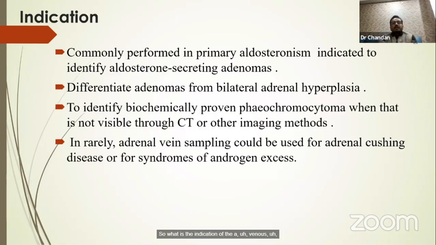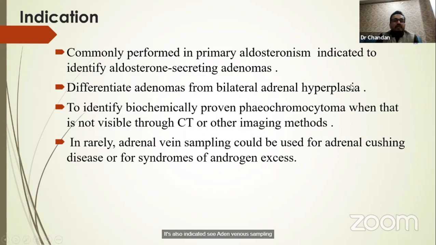So what is the indication of adrenal venous sampling? It is commonly performed in primary aldosteronism, to identify aldosterone-secreting adenomas. Suppose you have diagnosed an adenoma on one side and the other side appears normal, and the endocrinologist wants to know whether it is a functioning or non-functioning adenoma. Then we should do adrenal venous sampling from both sides, right and left, to differentiate adenoma from bilateral adrenal hyperplasia.